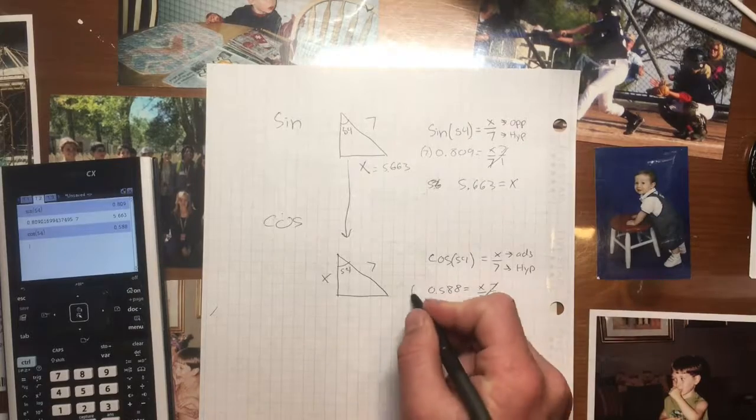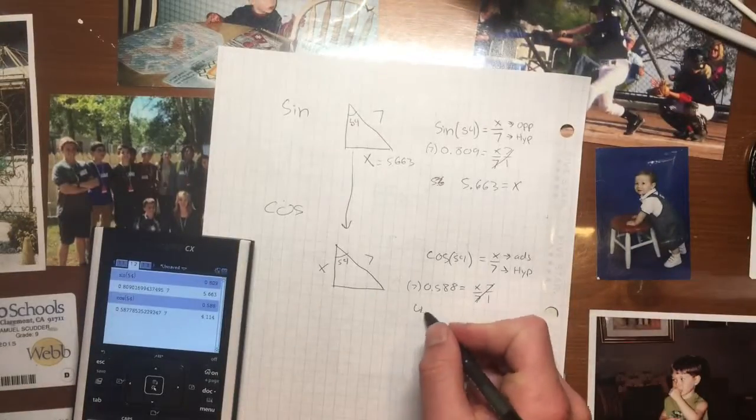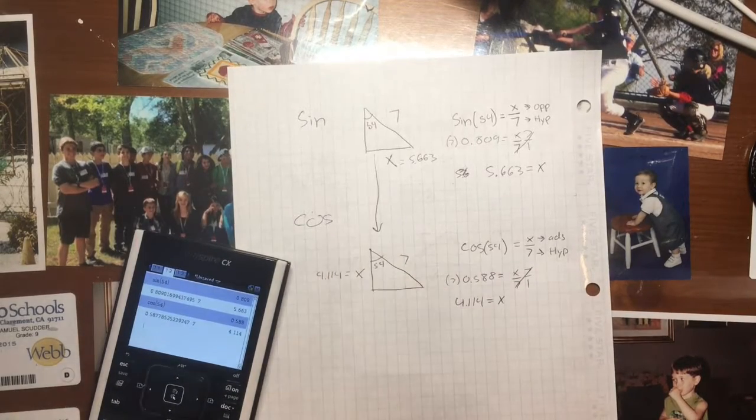0.588. Then we multiply each side by 7, isolating the x. We should get 4.114 as x, which is the adjacent side.